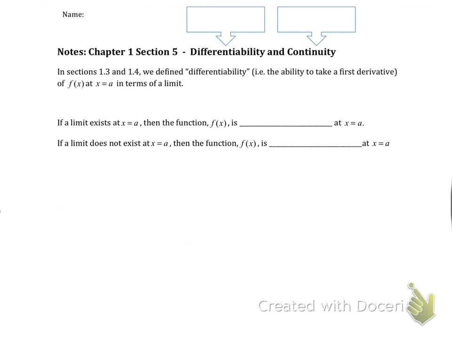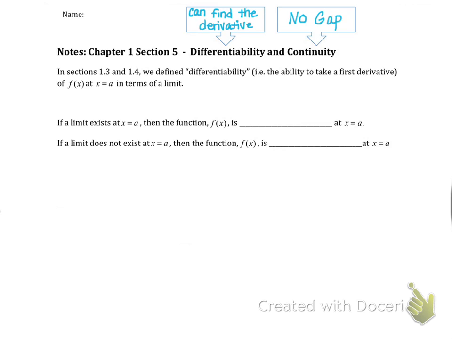Chapter 1, Section 5, Differentiability and Continuity. So let's begin by defining those two terms. If something has differentiability, it means that we can find the derivative. If something has continuity, it means there are no gaps.